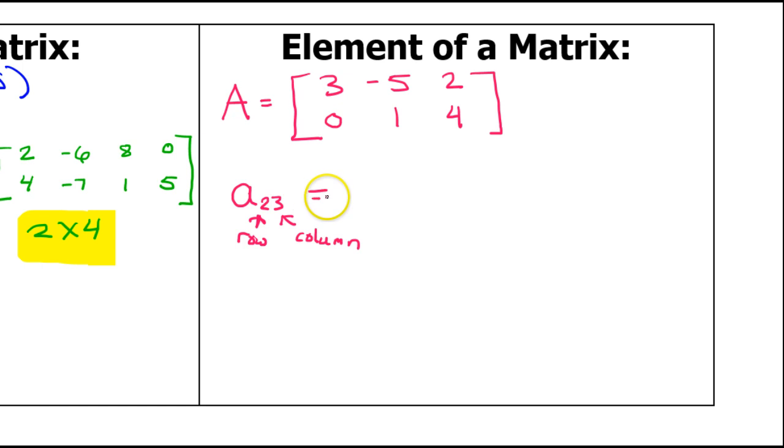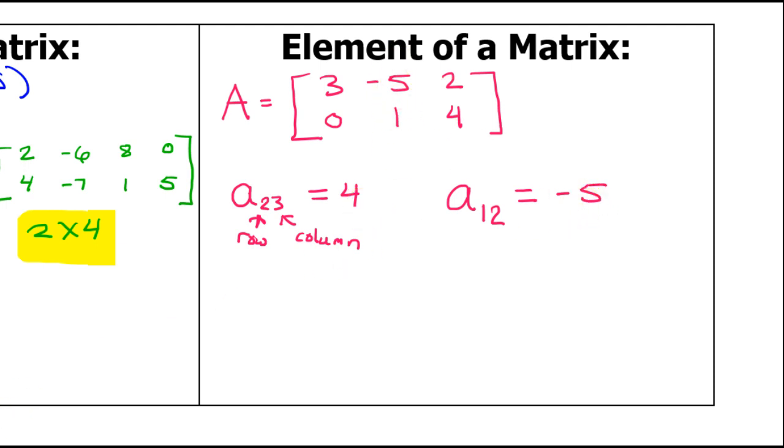So which element is in the second row and the third column? Well, the second row is here, and the third column is here. So element 2, 3 is the number 4. All right, try this. Pop quiz. What is element 1, 2? Hopefully you were thinking negative 5, because 1, 2 means row 1, column 2. This is row 1. This is column 2. That's the number negative 5.